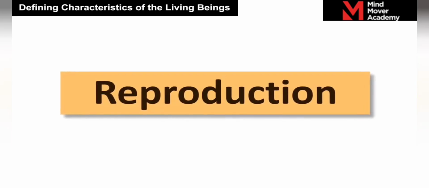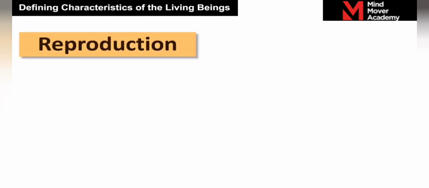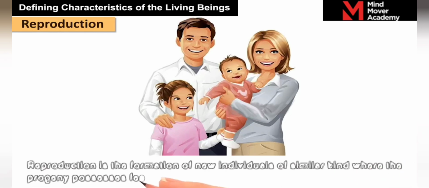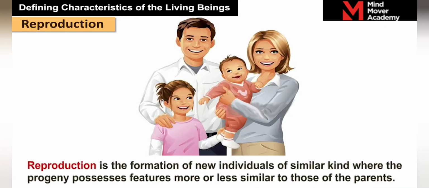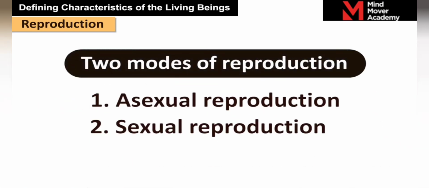Moving on to the next property or characteristic, we have reproduction. You all are already aware of the term reproduction, right? So let us quickly recall this term. The formation of new individuals of similar kind, where the progeny possesses features more or less similar to those of the parents, is known as reproduction. Now, living organisms have different modes for reproduction based on their needs and the complexity of their body organization.